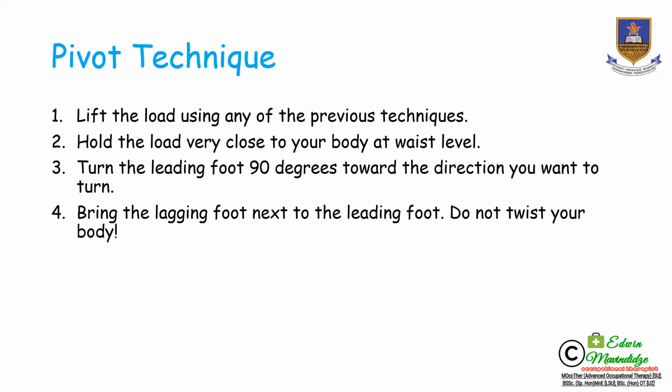So how to do the pivot technique is you lift the load using any of the techniques that we have highlighted previously. Then with the load very close to your body, you want to bring it to waist level, because that's near the center of gravity, and it helps you have the smallest moment, in that it becomes part of your weight to some extent. Then you turn the leading foot 90 degrees outward toward the direction you want to turn, then bring the lagging foot behind that one without twisting the spine or the body. So that's the pivot technique in a nutshell.